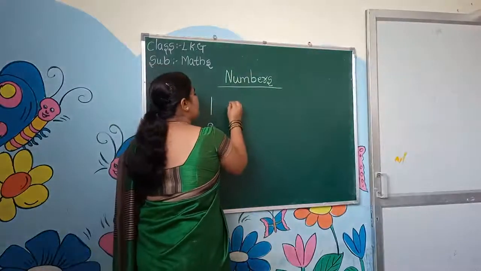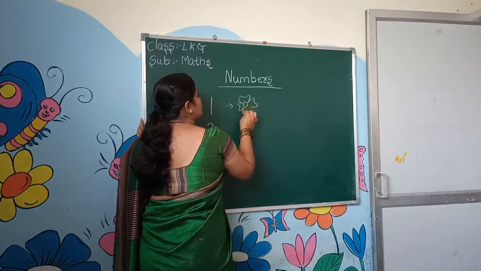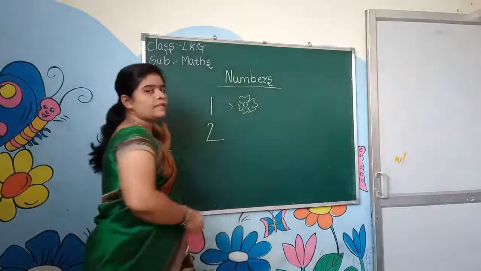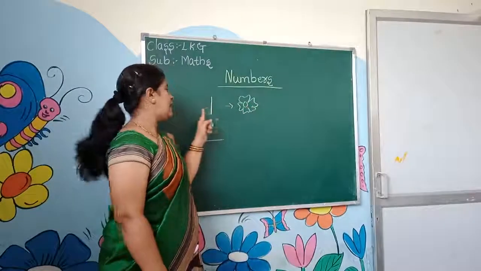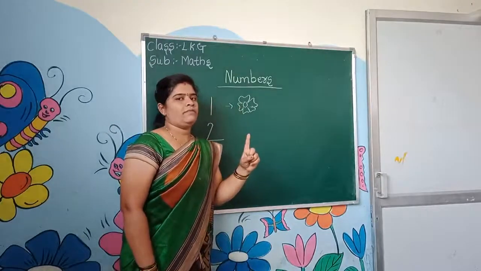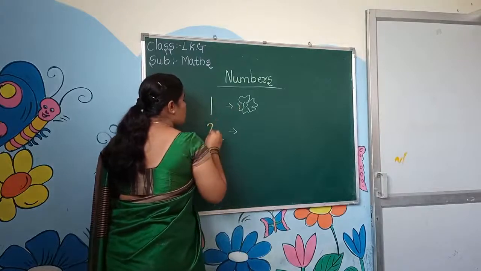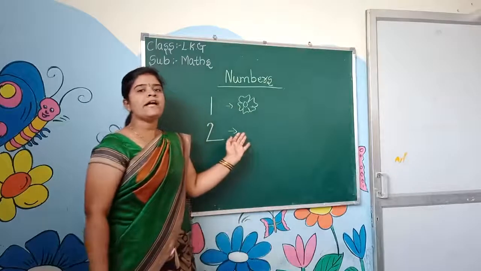For example, I am drawing here one flower. Yes, here is the one flower. Here I am writing one. That's why I am drawing only one flower. Next, how many flowers do you have to draw here?